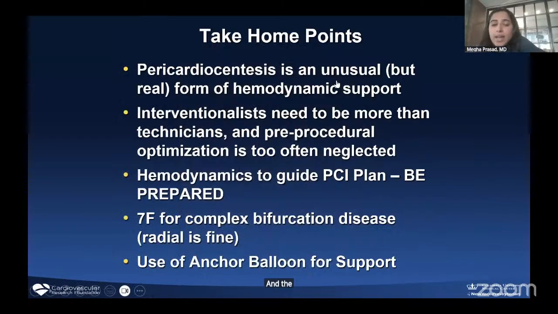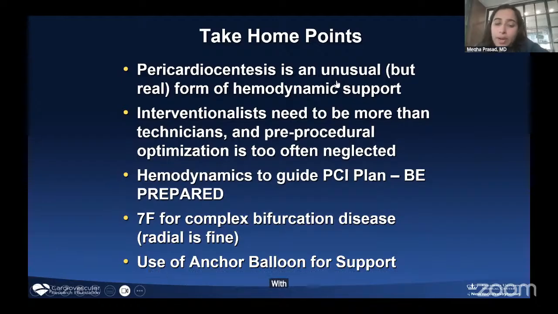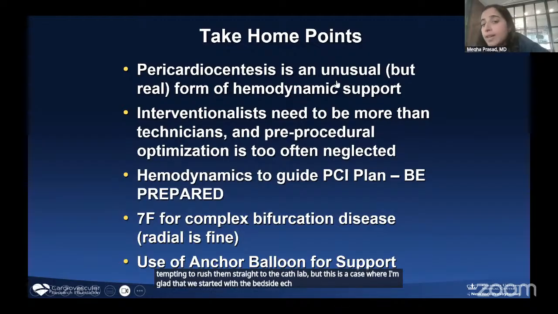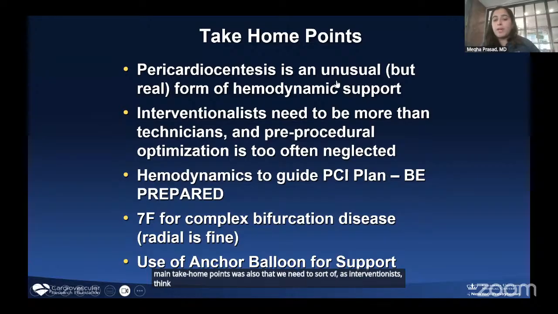And the key take-home points from this case, and the reason I decided to present this, is I thought it was an unusual case of a patient who comes in with hemodynamic collapse at the start of the procedure, and it's very tempting to rush them straight to the cath lab. But this is a case where I'm glad that we started with the bedside echo, identified an unusual cause of hypotension in a patient with an NSTEMI, and started with the pericardiocentesis. One of the main take-home points was also that, as interventionists, we need to think more about the patient as a whole, as opposed to what we do specifically in the cath lab.